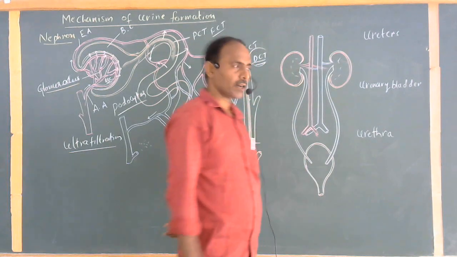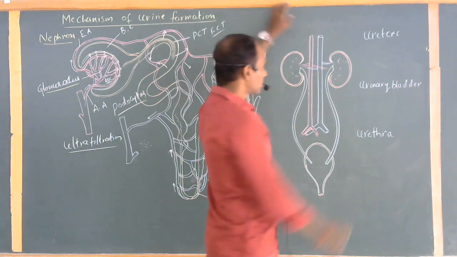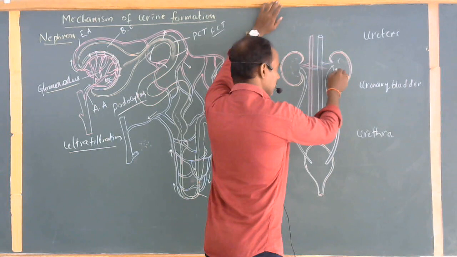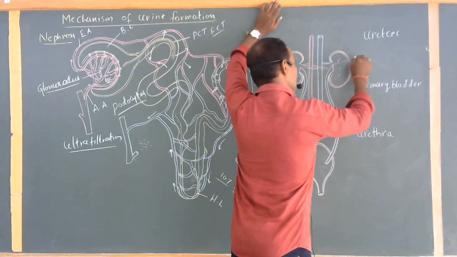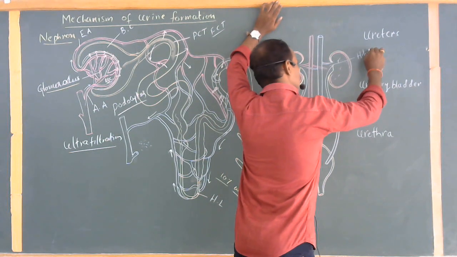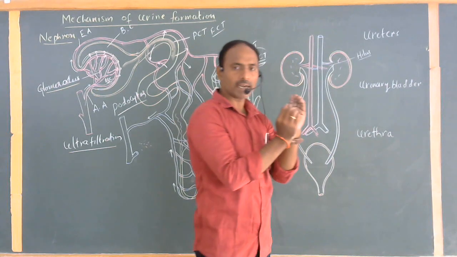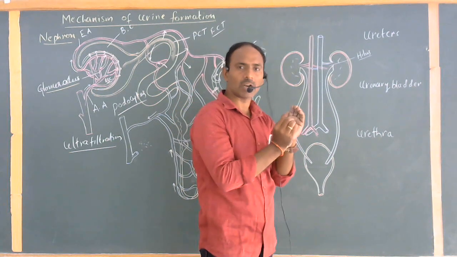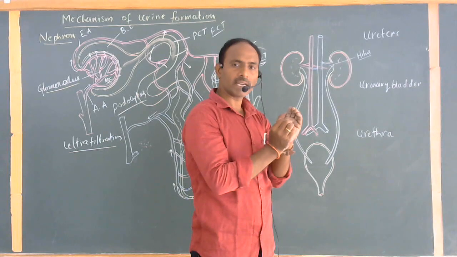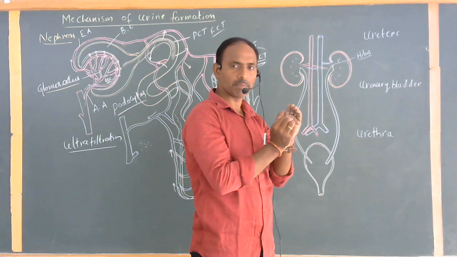Okay, see here. This is the part of the pelvic region. This part is called the hilus. The depression, the concave side of the kidney, is commonly called the hilus. This is also connected with the pelvis. The pelvis and hilus are present in the same region.